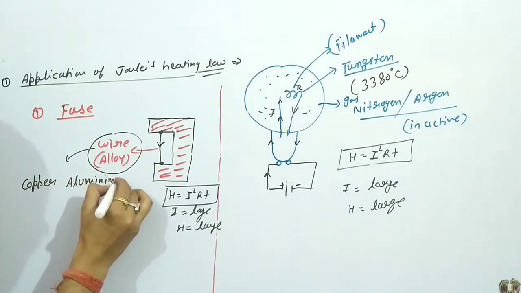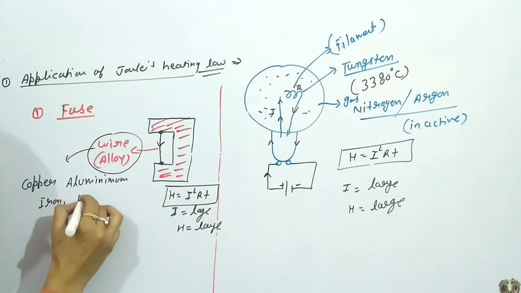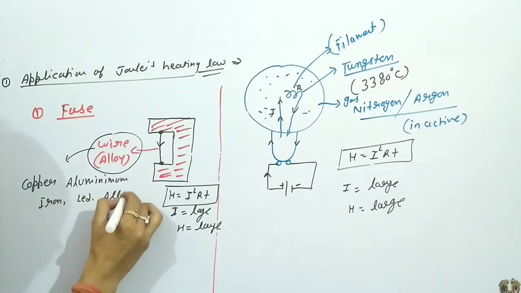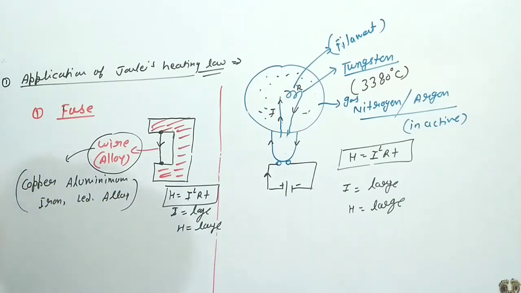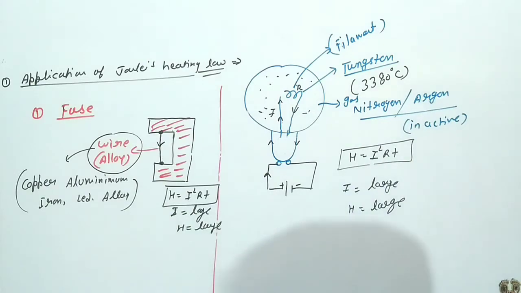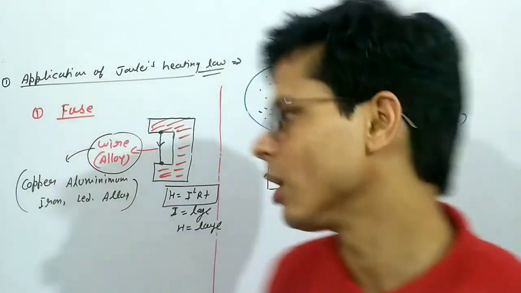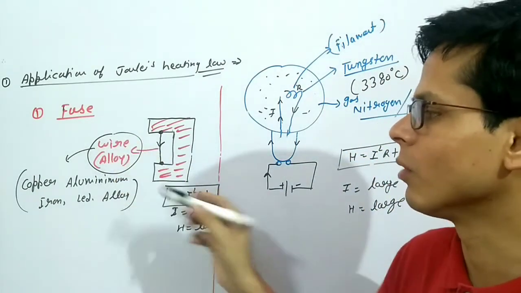aluminium, iron, lead alloy. So इनके मिक्सर का बना होता है. किस किस का बना है? कॉपर, आयरन, एल्यूमिनियम, लेड, इनका एलॉय, मिक्सर, एलॉय मतलब मिक्स को बोलते हैं, इनका बना हुआ ये वायर होता है. इससे मेल्टिंग पॉइंट इज वेरी हाई.